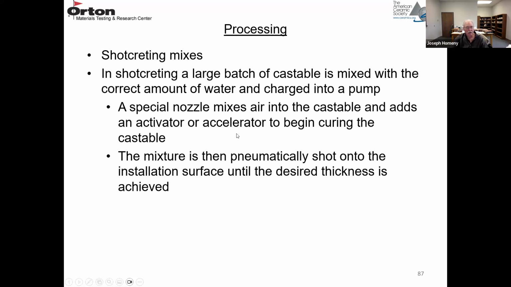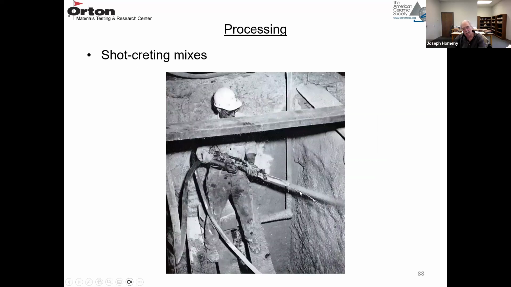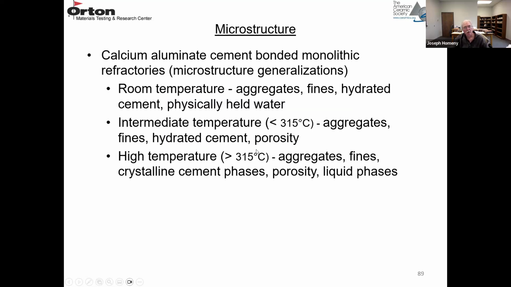So these additives increase the rate of hydration of the calcium aluminate cements. And so this is shot onto a lining surface, and you build up the amount of material to whatever thickness you want. Here's a shotcreting example where the wet mixture is shot onto a wall. So those cover some of the different types of monolithics and how they're installed.